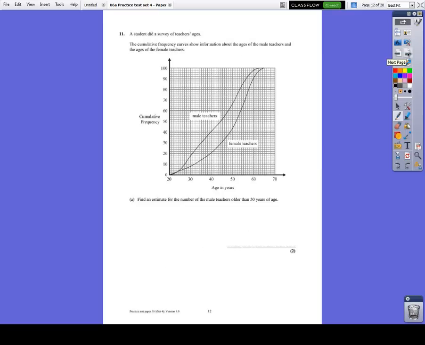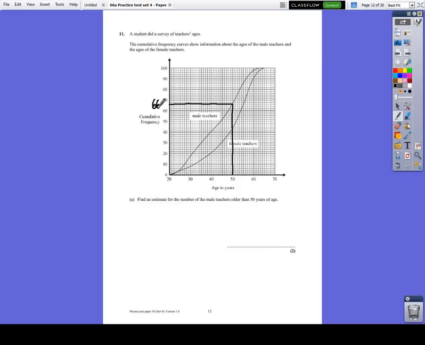Question 11. Here's a cumulative frequency diagram showing the male teachers and female teachers' ages at a school. Find an estimate for the number of male teachers older than 50. Well, the thing to remember here is that a cumulative frequency diagram always shows the amount or less. We're after older. So if we go to the age of 50, we go up to here and across, we will see that that is at 66.